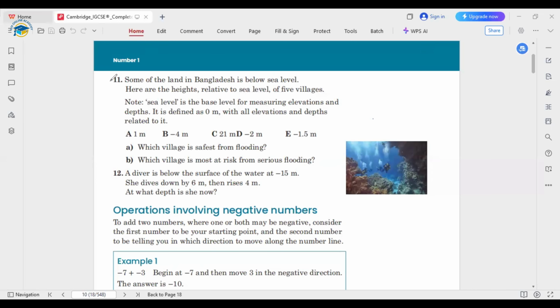Okay, students, so next is question number 11. Here they're saying that some of the land in Bangladesh is below the sea level. So here are some heights relative to the sea level of five villages. One village is at a height of 1 meter, next is negative 4 meters, and similarly some others. Sea level doesn't mean the depth of the sea. They are basically talking about the base level on which we are living.